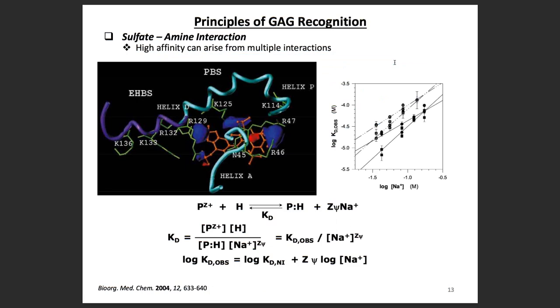With regard to GAGs, that higher number of interactions typically arises primarily because you have, in the binding pocket, a number of different positively charged residues. For example, in this case, this is antithrombin, by the way. Here you have a series of positively charged residues, lysine 125, arginine 129. It's only for antithrombin. But generally, you're going to see glycosaminoglycan binding proteins have multiple positively charged residues that line the pocket.